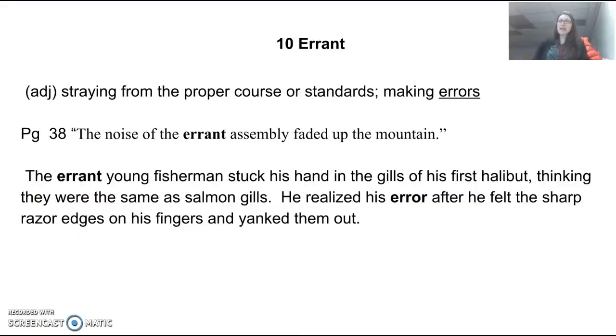Number 10 is errant. Please rate your word knowledge for errant. It's an adjective, straying from the proper course or standards, making errors, but according to a society. Not necessarily that you're wrong, but you don't behave in this way that society says you should behave. So it's kind of like out of the box thinking. The noise of the errant assembly faded up the mountain.